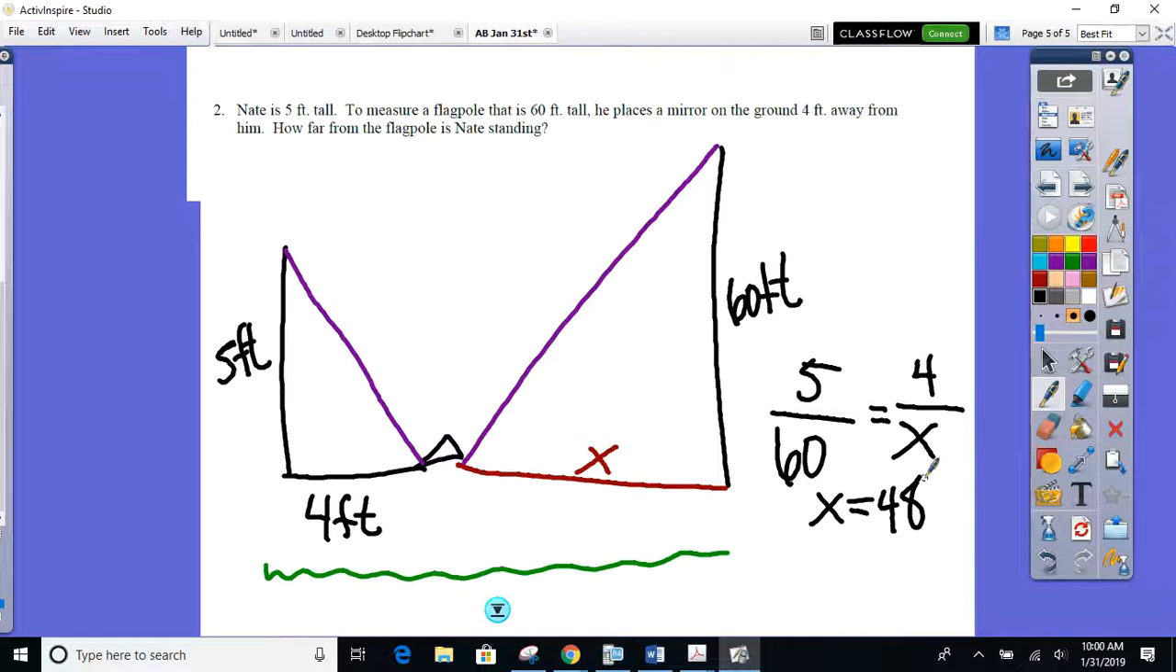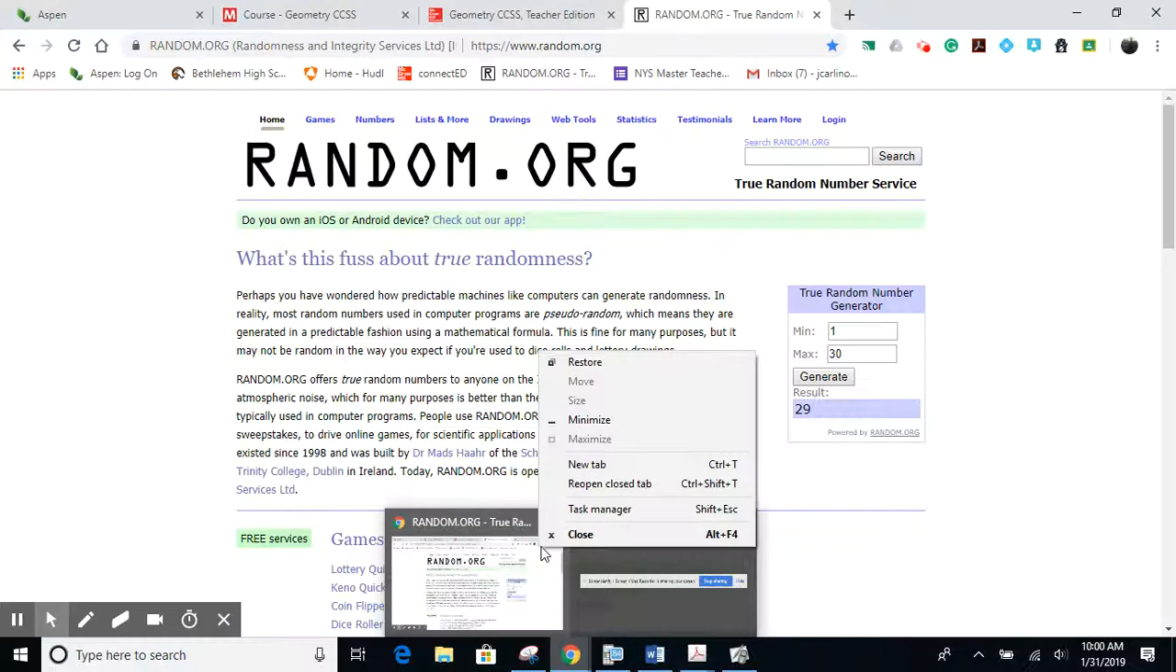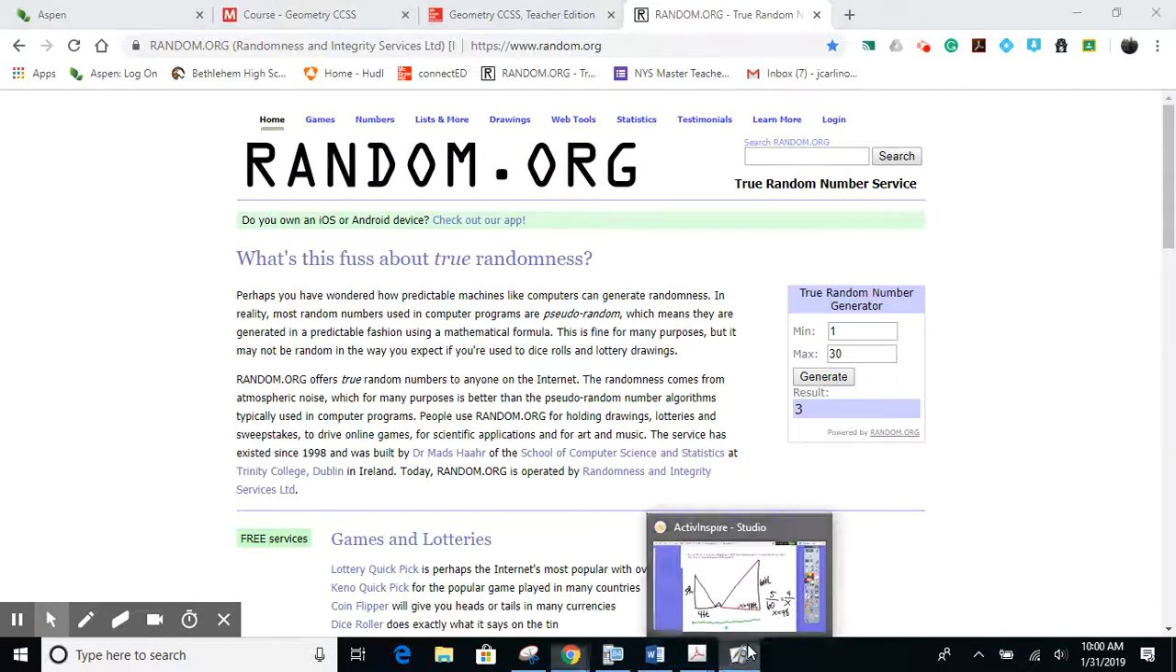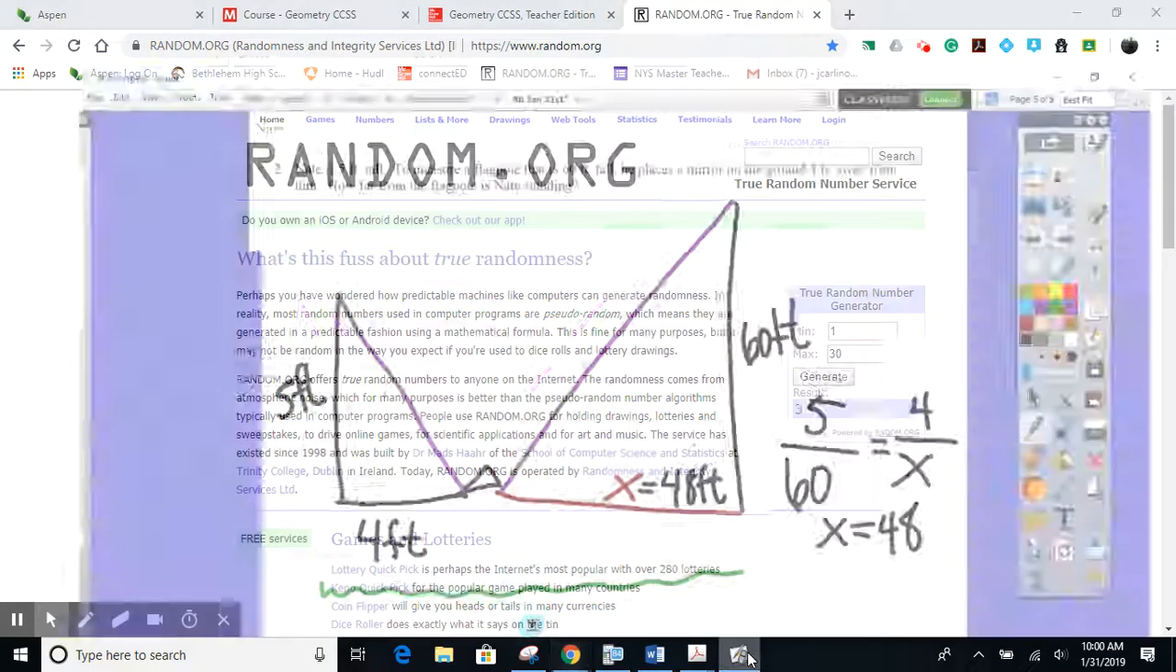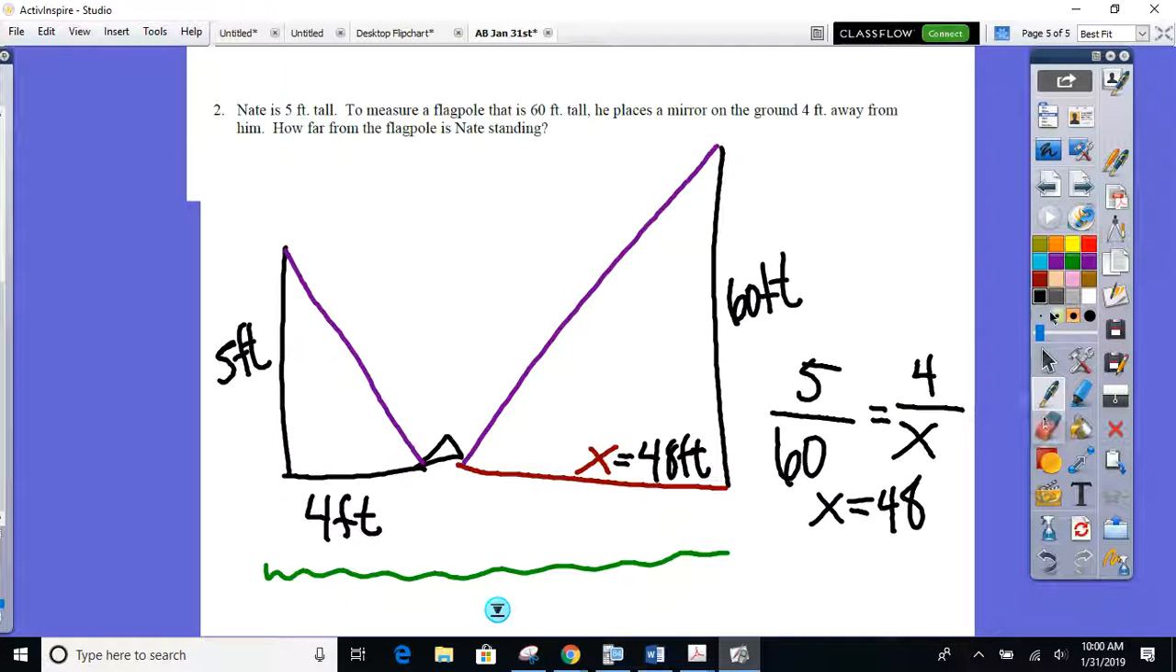Is that what I want to box in and say that's my final answer? No, because I was looking for the distance from Nate to the flagpole. You want to finish this one off and give me that one from Nate to the flagpole? 52 feet, got it.